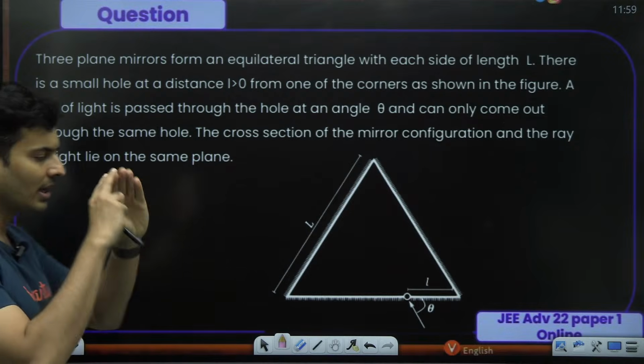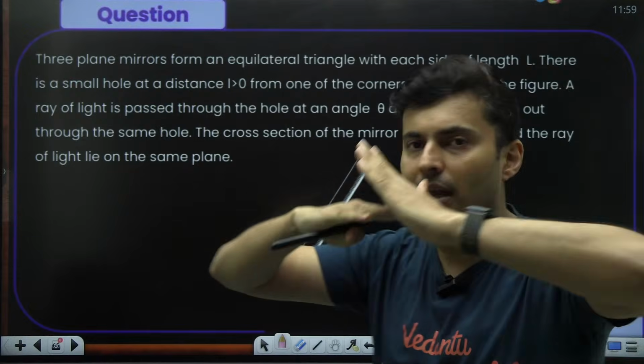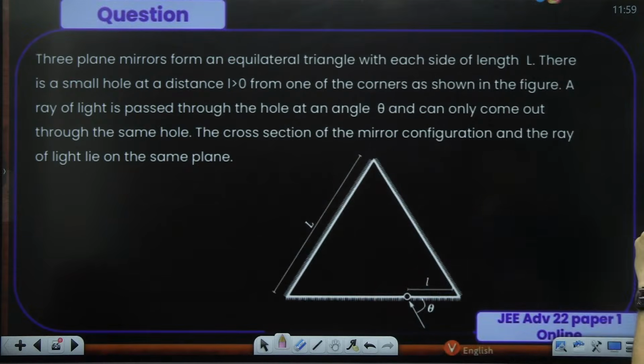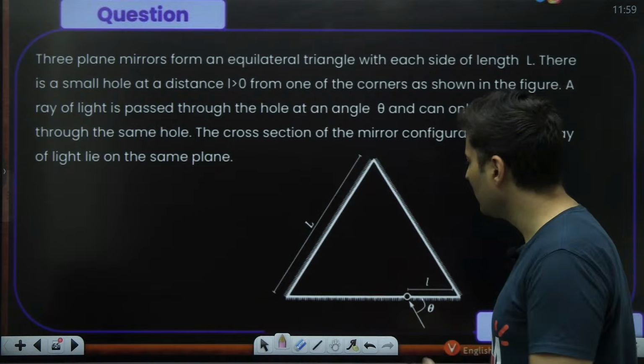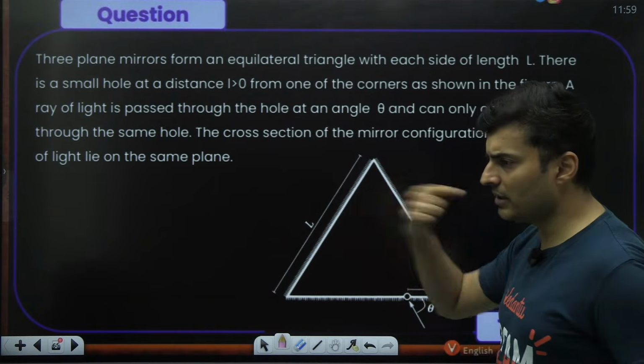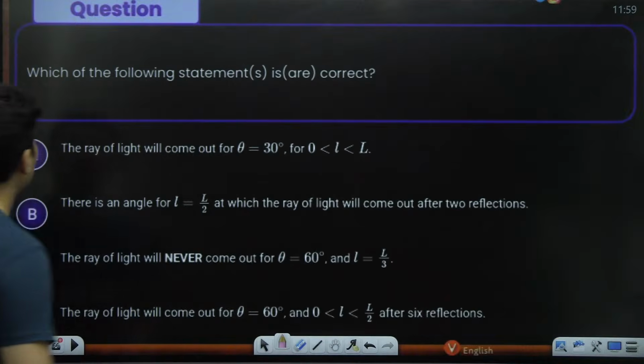It's like your kaleidoscope. Light is coming from one side and there are three plane mirrors forming an equilateral triangle. The cross section of the mirror configuration and the ray lie in a single plane. So it's not like the ray is going here and coming out of the plane. It's all in the same plane. The questions are as follows.